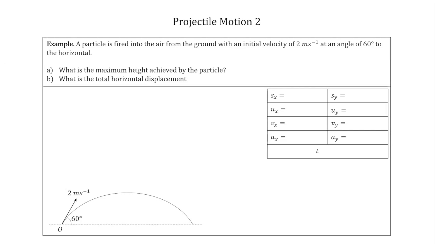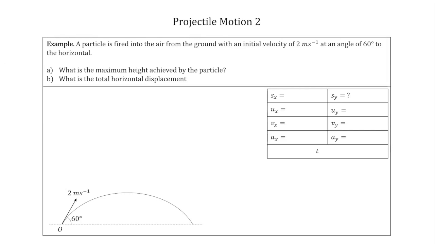So let's try and fill this table out, the right hand side of this table where we have the vertical components. So we'll start with displacement, Sy. Do we know what this is? Well, no we don't, because that's what we're asked to find. Then Uy, the vertical component of initial velocity.